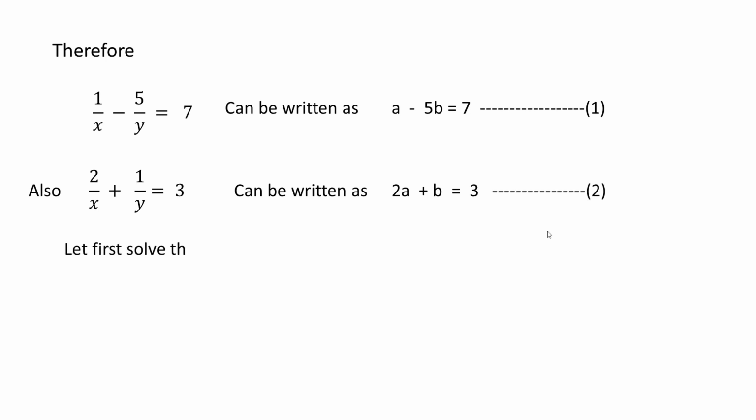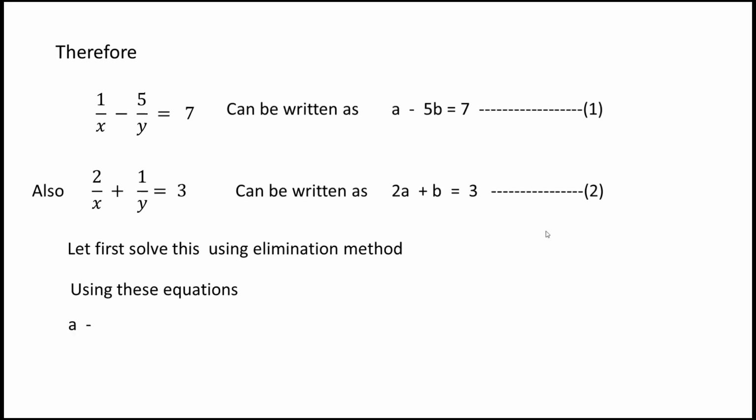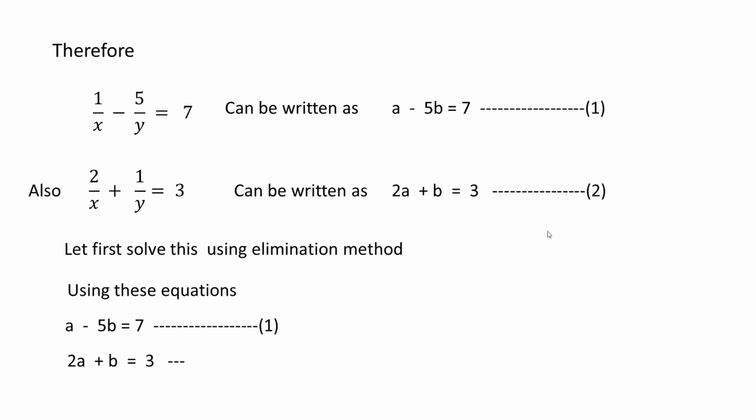Let's first solve this using the elimination method. Using these equations, a minus 5b equals 7. Let's take that as equation 1. 2a plus b equals 3. Let's take that as equation 2.